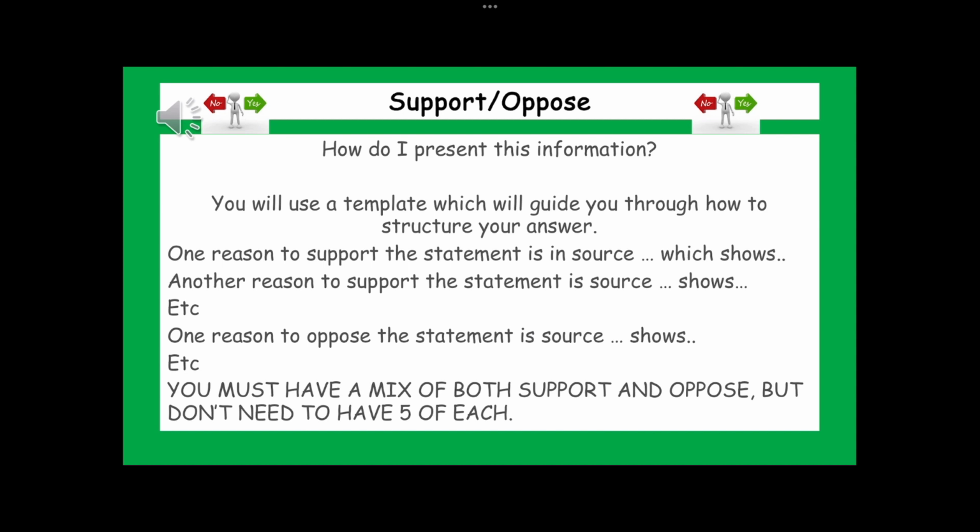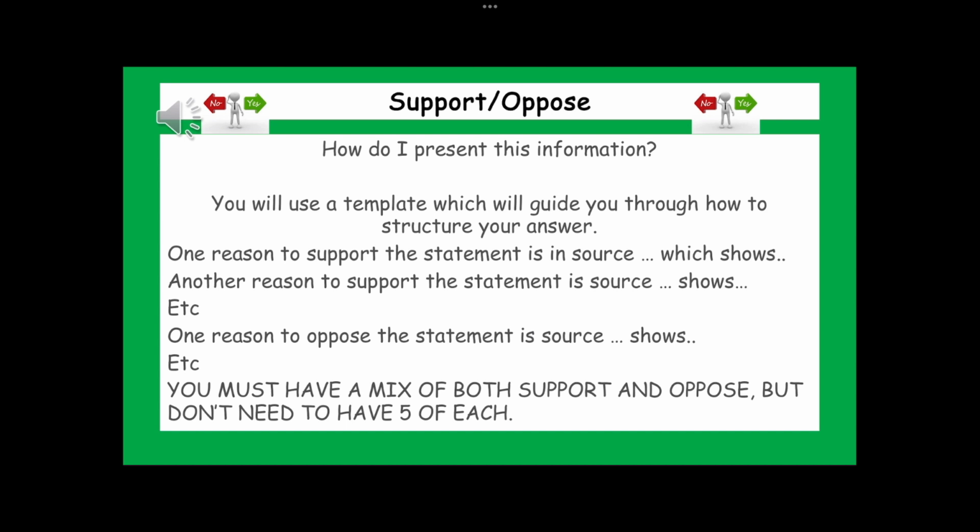Alright, and what I'd do is I'd read through all my sources, highlighting anything I could possibly use before I even think about how I'm going to write my answer. Once I've gathered all those pieces of information together and colour coded them correctly, I'm going to start to write down my answer. Alright, so we're going to talk about how you present the information on the day. You will use a template which will guide you through how to structure your answer, and that template looks something like this. So if I've got a piece of evidence that supports the statement, I would simply put: one reason to support the statement is in source, let's say source A, which shows, and then I would directly quote what I've taken from the source.